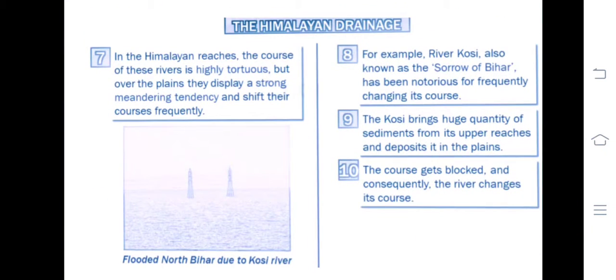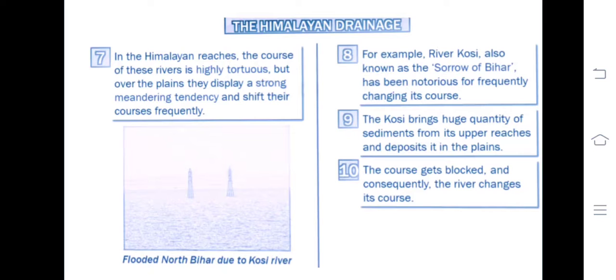Last page. In the Himalayan reaches, the courses of these rivers are highly tortuous, but over the plains they display a strong meandering tendency. In the Himalayas we have the highest peaks, so we get this kind of tortuous course. Tortuous means they follow steep directions, steep slopes. But in the plains we don't have such uplift of the land, so they display strong meandering, moving like this, which they can't do in the Himalayas.